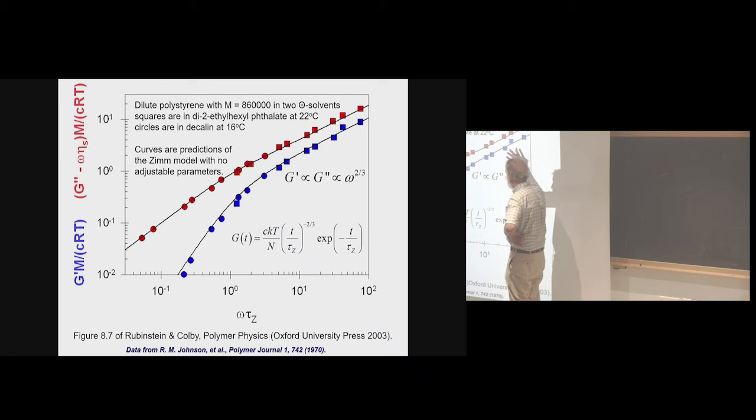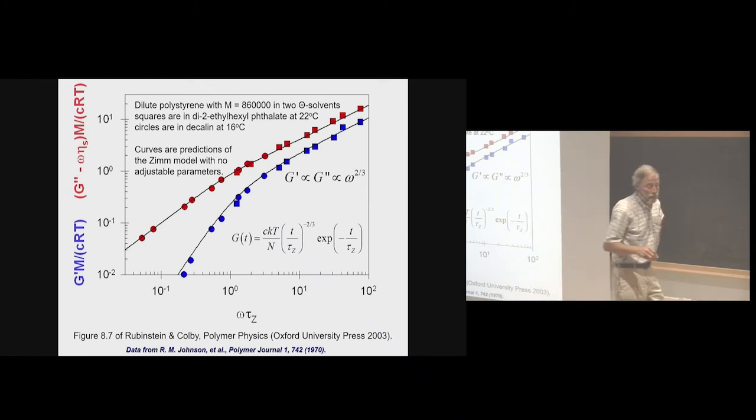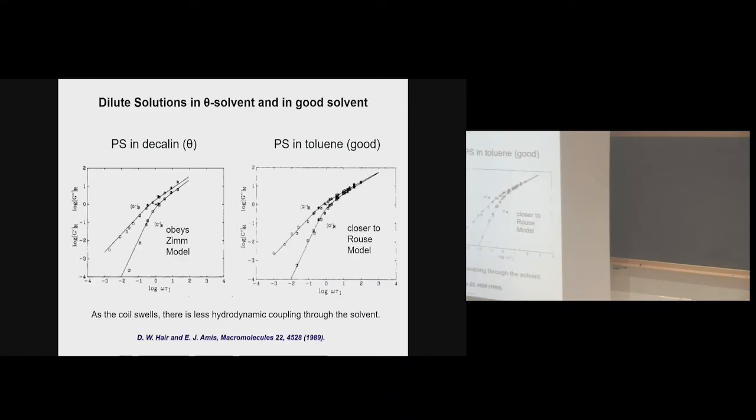There's nothing we can do about those. And the best you can do is put your data on there. It looks like it works reasonably well. So maybe in theta solvent, the Zimm model applies. In good solvent, it doesn't seem like it applies so well.